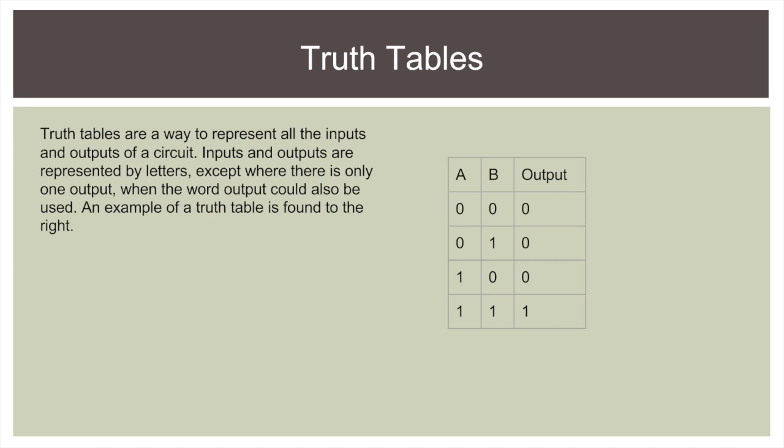The other thing you need to understand are truth tables, and truth tables are a way to represent all the inputs and outputs of a circuit and their values. Inputs and outputs are represented by letters, except where there is only one output, when the word output could also be used. An example of a truth table is found to the right. You'll see when we do the truth tables that the numbers should be in order in binary. So we've got 0, 0, and then 0, 1. The next number in binary is 1, 0, and then 1, 1.